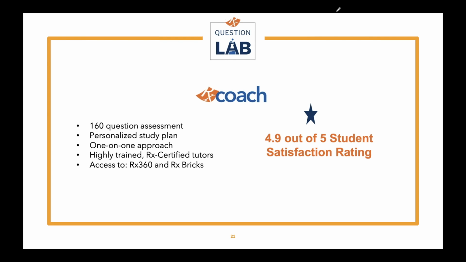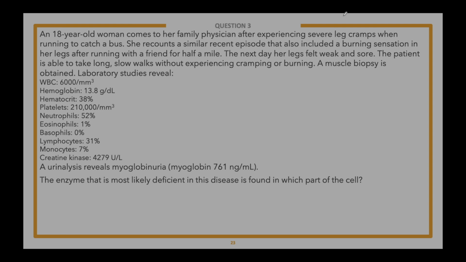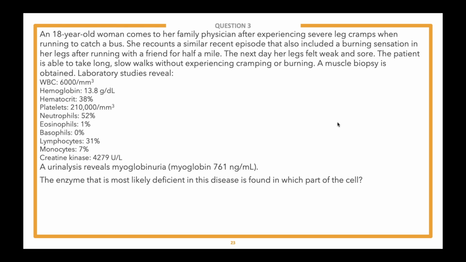All right, with that, let's go ahead and move on to our third question this evening. Once again, the answer choices are covered up. We will begin with the lead-in. The enzyme that is most likely deficient in this disease is found in which part of the cell?